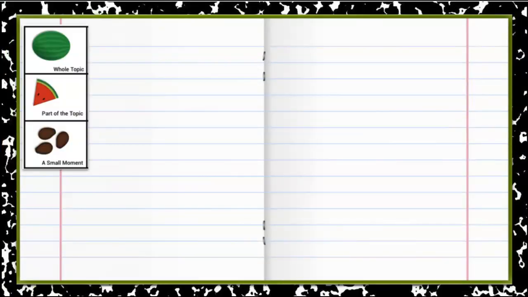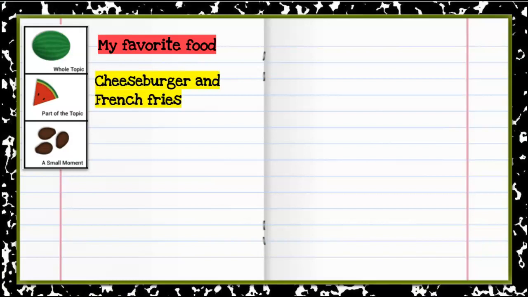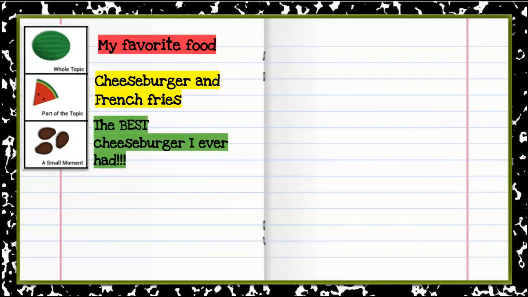So let me narrow down some of my thoughts. Mrs. Morley's always hungry, and I love writing about my favorite food. But that would be a lot of stuff. Maybe I'll just talk about cheeseburgers and french fries. Again, cheeseburgers and french fries? That's still a pretty big topic. I know the best cheeseburger I ever had. I remember that moment like it was yesterday. That will be my moment.